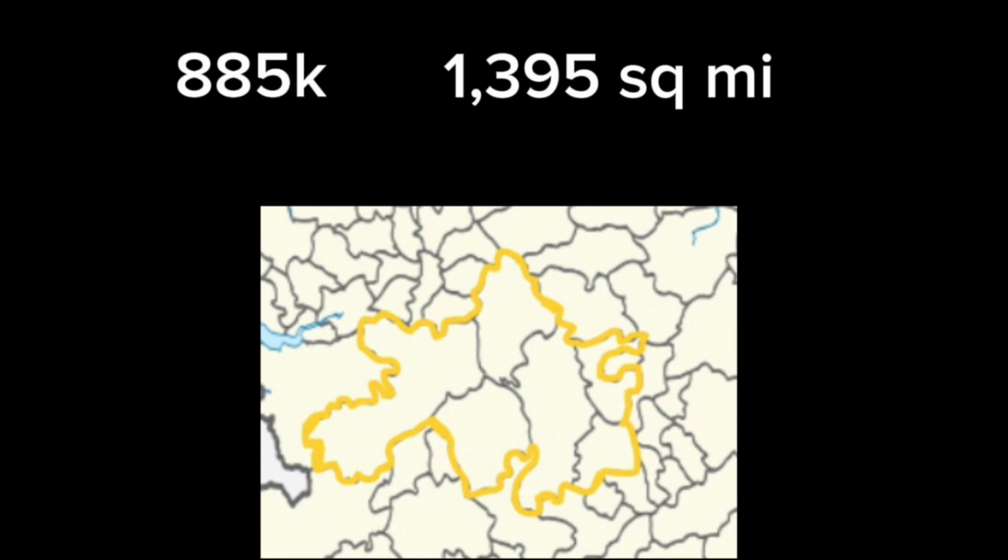The largest town within this state is Crewe in Cheshire, with approximately 75,000 people in its built-up area, but there's no notably large settlement here. However, it does have the Jodrell Bank Observatory, which is a World Heritage Site. The state as a whole takes up 1,395 square miles and has a population of 885,000 people.